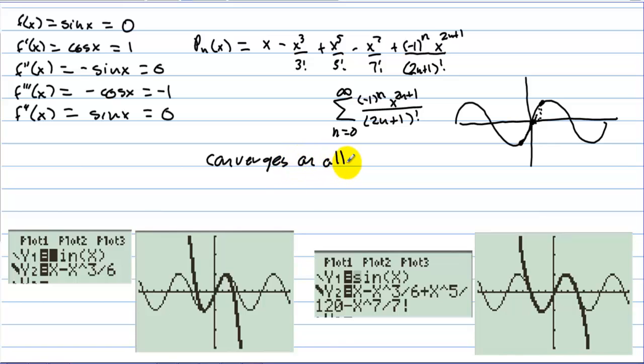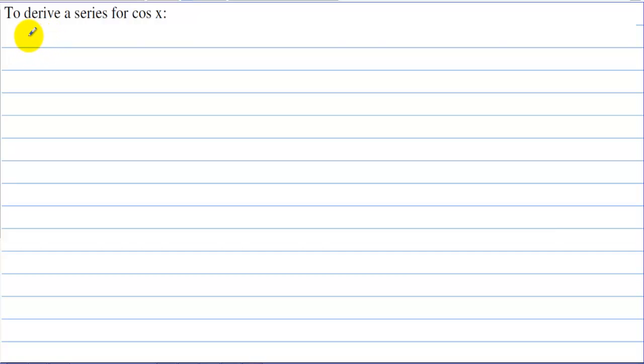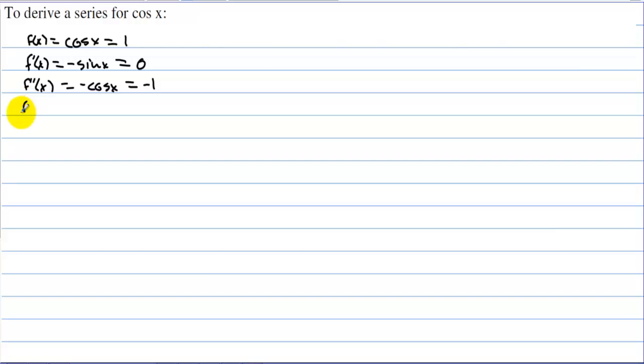Converges on all values. To derive a series for cosine, we have f of x is equal to the cosine of x, and when we plug 0 in, we get 1. F prime of x is equal to negative sine of x. We plug 0 in, we get 0. The second derivative is equal to negative cosine of x, and that's going to be -1.